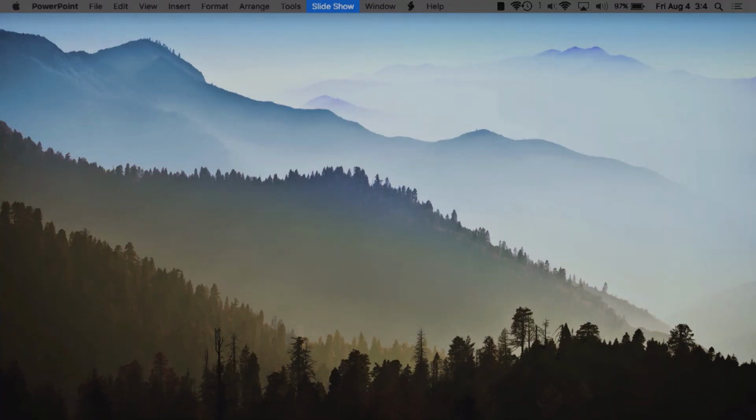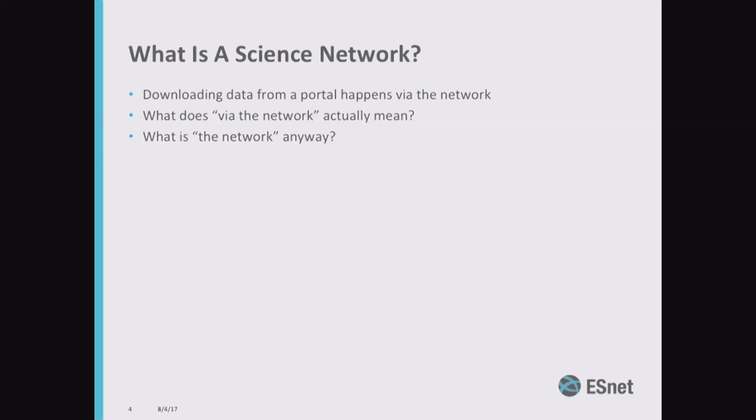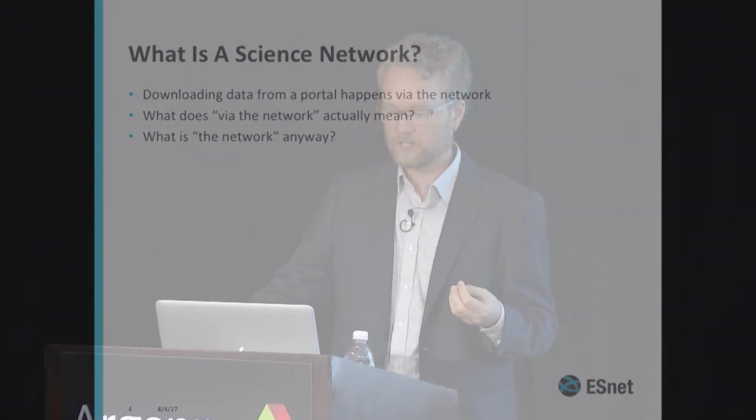So, returning to what we're doing, which is talking about how we're going to use science networks to do what I just queued up. What is a science network actually? We're grabbing data from a data portal and putting it on a file system at a supercomputer center hooked up to a machine. What does that actually mean? I'm downloading this via the network. What does it mean to do that? And what is this thing that is the network anyway? If I wave my fingers around in air quotes, what is the network?